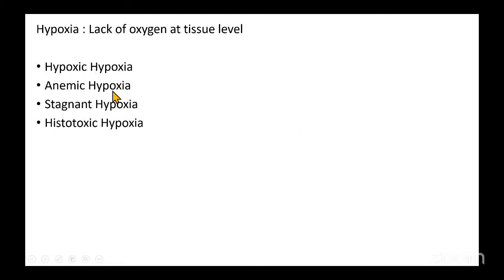And then we have anemic hypoxia. This has something to do with your hemoglobin and how much oxygen can go into that system. Stagnant hypoxia means whatever is combined in the hemoglobin is not transported to the tissue well enough. What is histotoxic hypoxia? Finally, it reaches the tissue, but the tissue is unable to utilize the oxygen for some reason. That is histotoxic hypoxia.